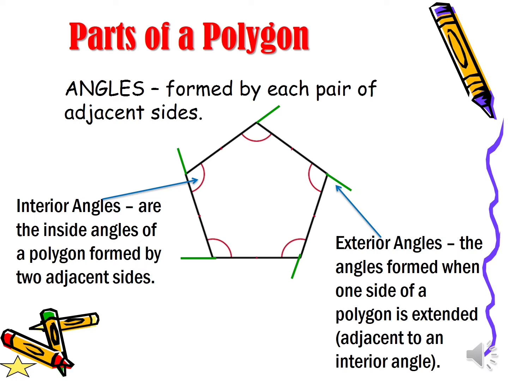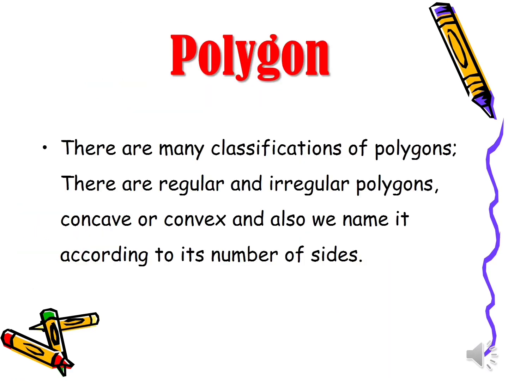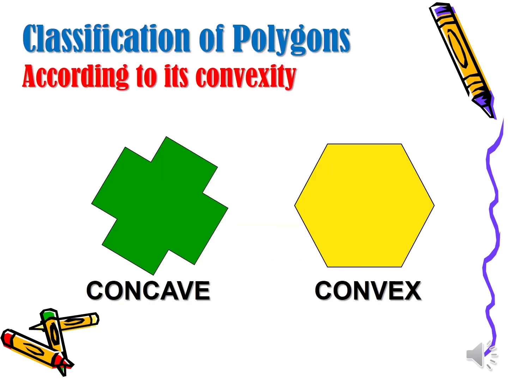There are also classifications of polygons. We can classify them as regular or irregular polygons, concave or convex, and also we can name them according to their number of sides. So the first classification of polygons is according to its convexity. The green one is an example of a concave figure or concave polygon, and the yellow one is an example of a convex polygon.